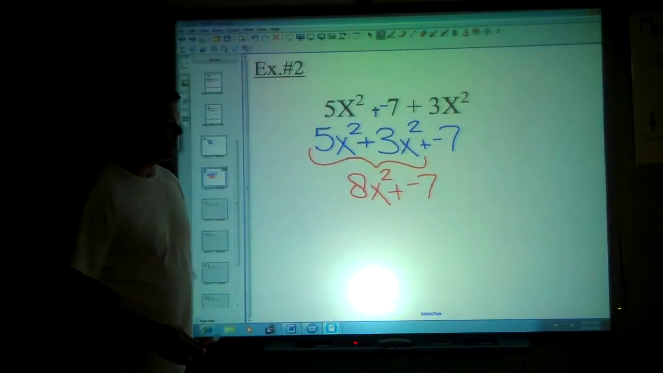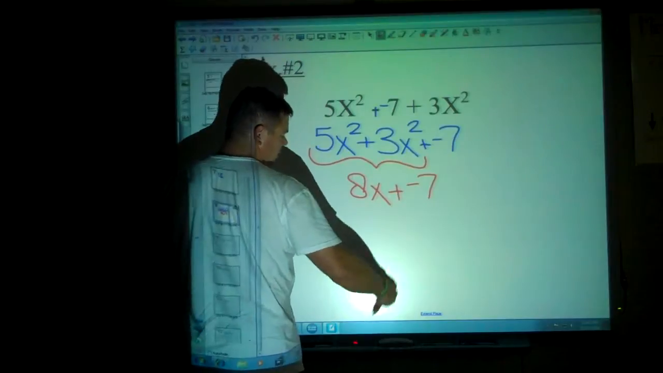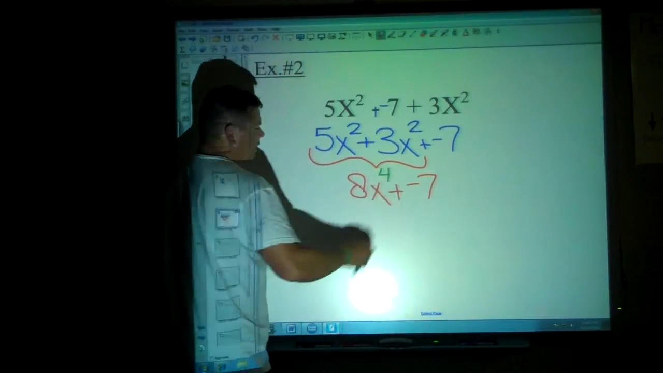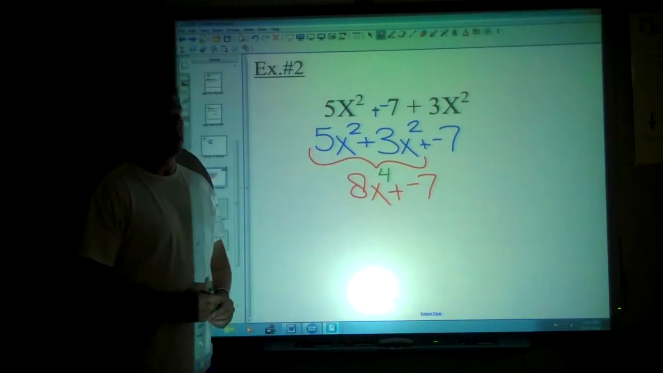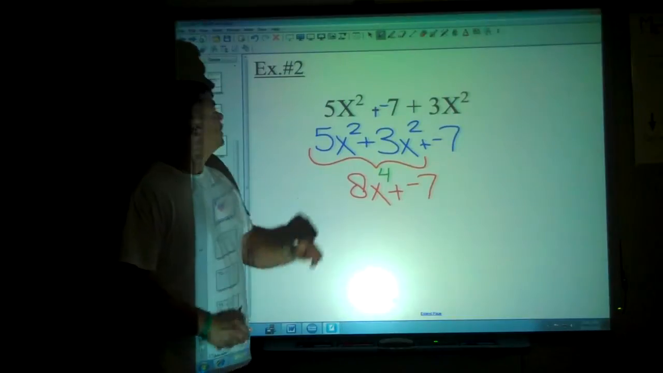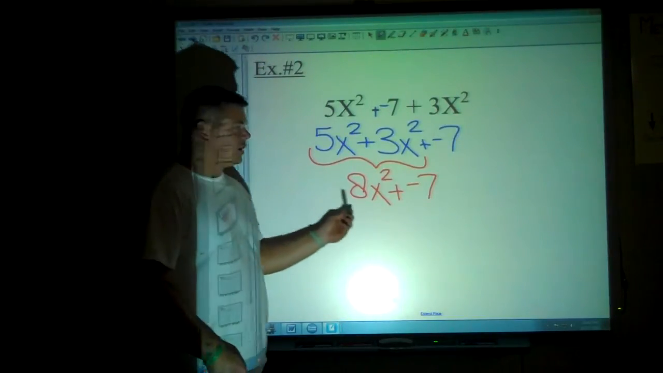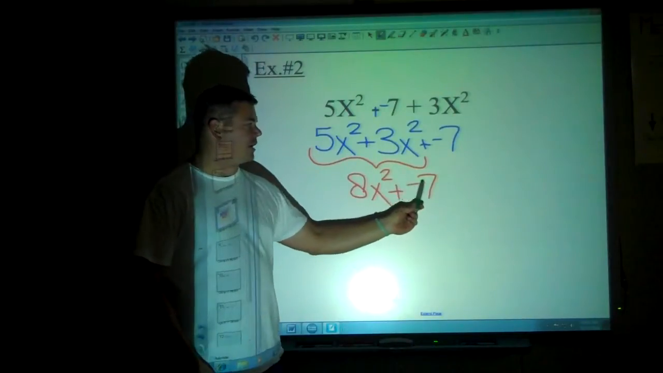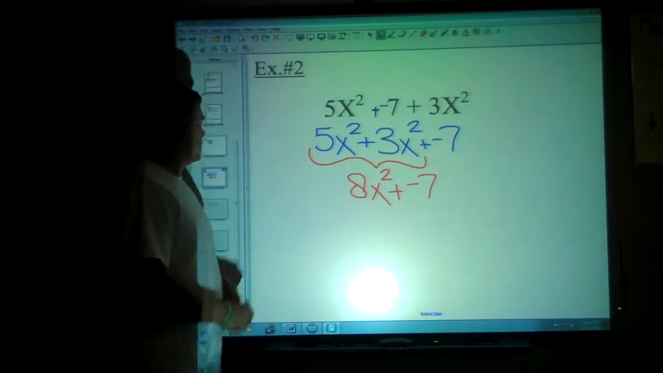Now I'll tell you a very common mistake made on this one as well. People accidentally put a 4 right there because they think they're supposed to add the squareds to get 4, and that's incorrect. You keep the exact same exponent that you have. So be very careful about that. We want to keep it as a 2. Now I'm not going to go any further. I'm not going to say 8 plus negative 7 because the negative 7 does not have an x squared. It's not a like term, not a like part.